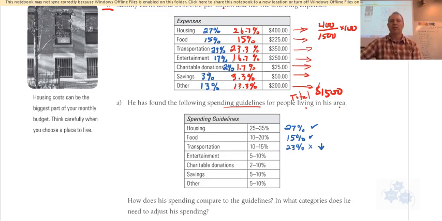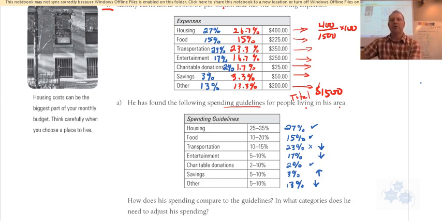What about entertainment? 17%. He's a little bit high on entertainment there too. So that one's got to come down as well. Charitable donations, he's at 2%. That's barely okay, but that's within range. Savings, he's saving 3%. That's going to have to come up. And other. Other right now is 13%. That's a bit high too. So that's going to have to come down.